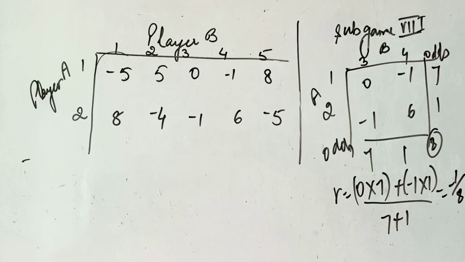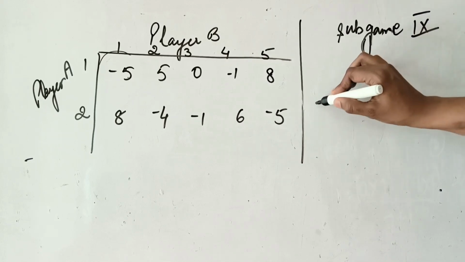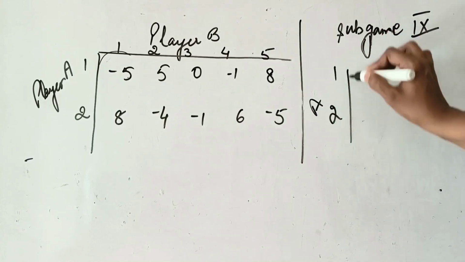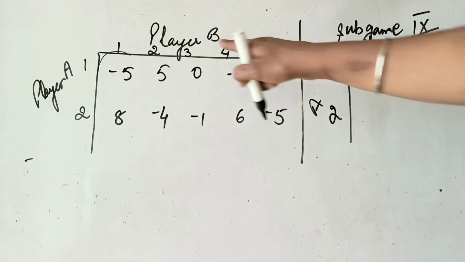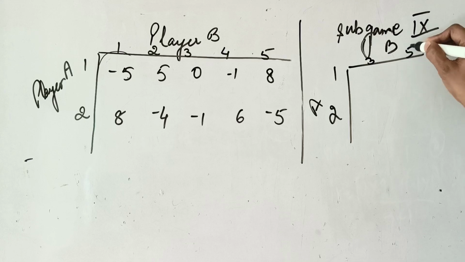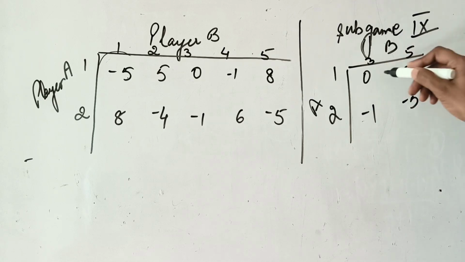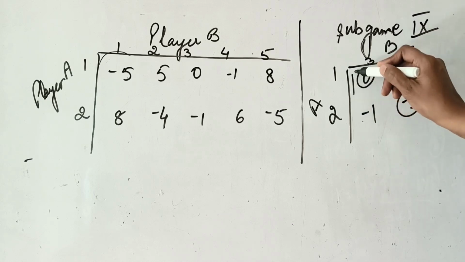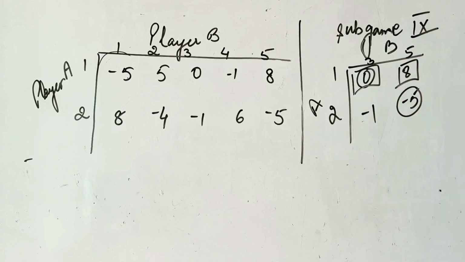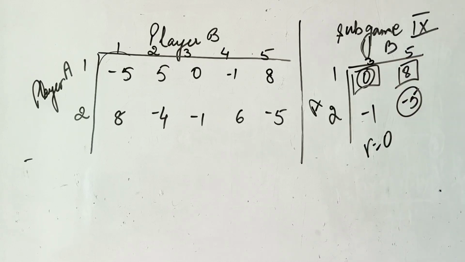Now let's move on to subgame number 9. Subgame number 9, and for player A, again first and second strategy. For player B, we have already done the third and fourth strategy. Now we will take the third and the fifth strategy. It is 0, minus 1, and the fifth strategy is 8, minus 5. Now let's see whether this game has a saddle point. Yes, it will have row wise minimum and column wise maximum. So here we can see that the value of game comes out to be 0 in subgame number 9.